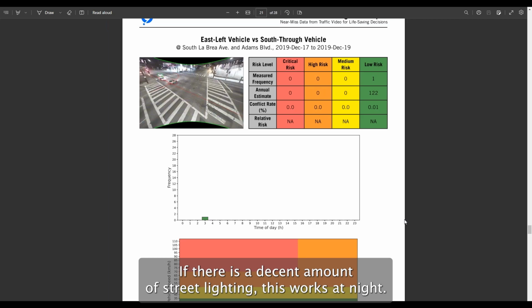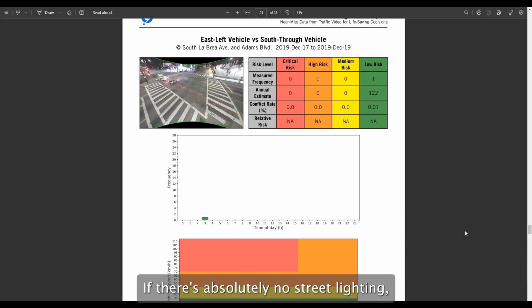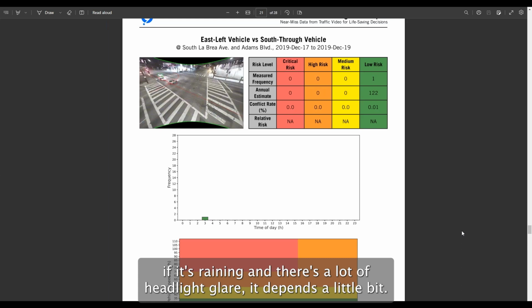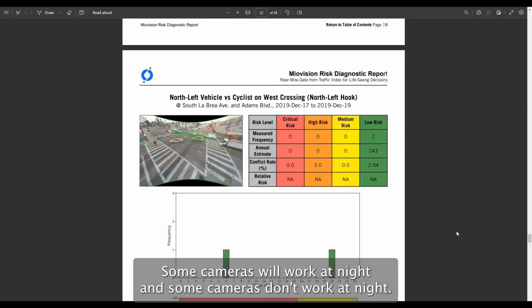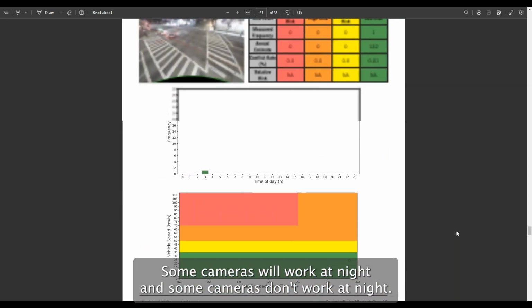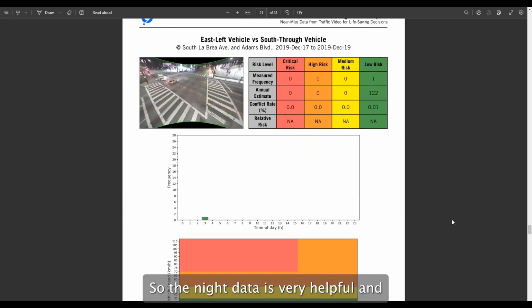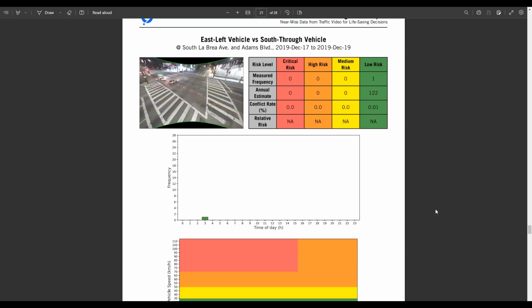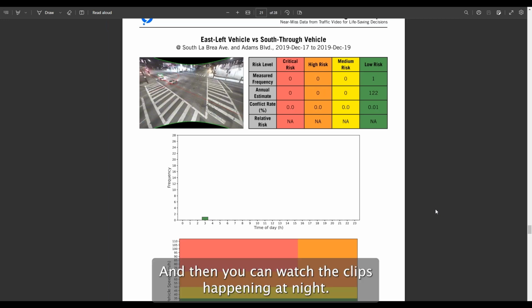If there is a decent amount of street lighting, this works at night. If there's absolutely no street lighting, we don't operate at night. And if it's raining and there's a lot of headlight glare, it depends a little bit. Some cameras will work at night and some cameras don't work at night. So the night data is very helpful, and the time of day distribution will reveal that, and then you can watch the clips happening at night.